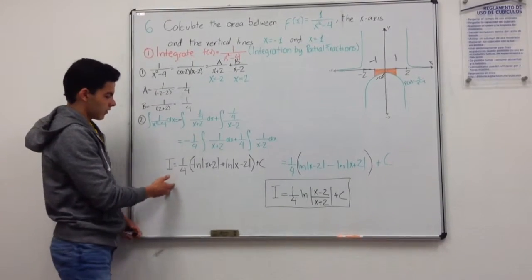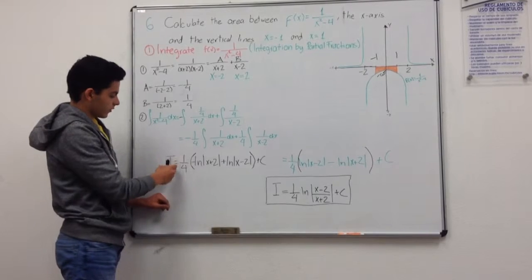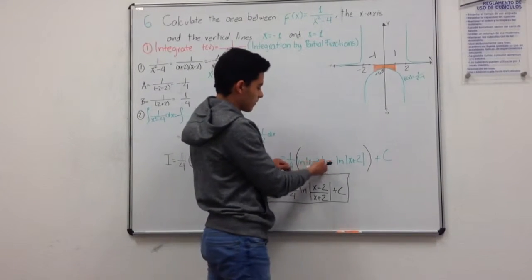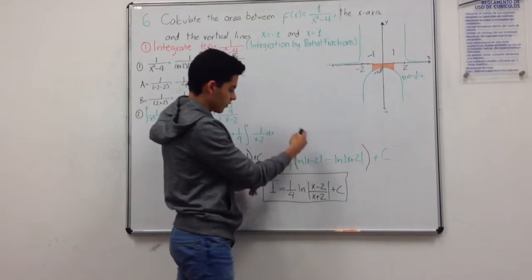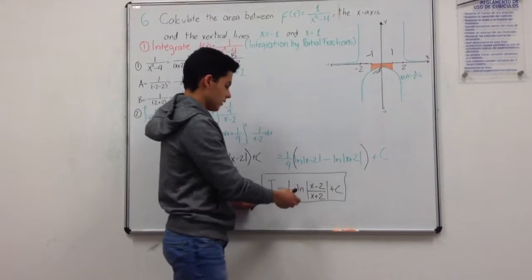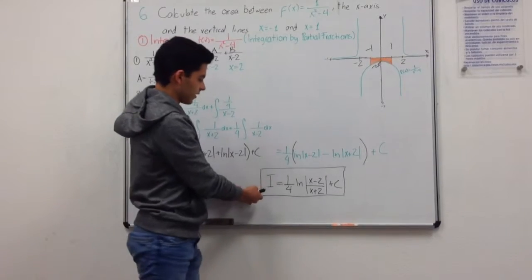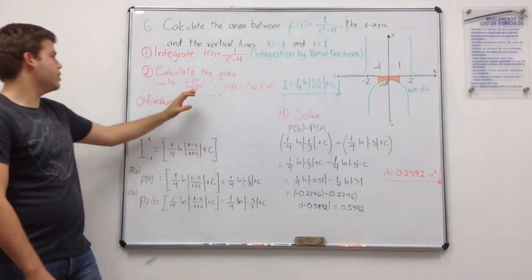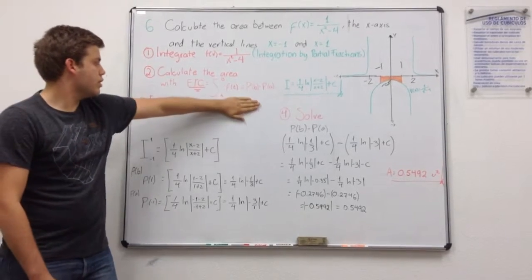Here we integrate it and we factor out the 1 quarter. Here we have a subtraction of logarithms, so we apply the law of logarithms and we get a division. So this is the final integral. And then we calculate the area with the fundamental theorem of calculus.